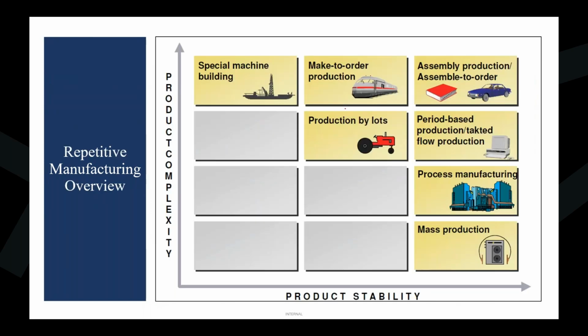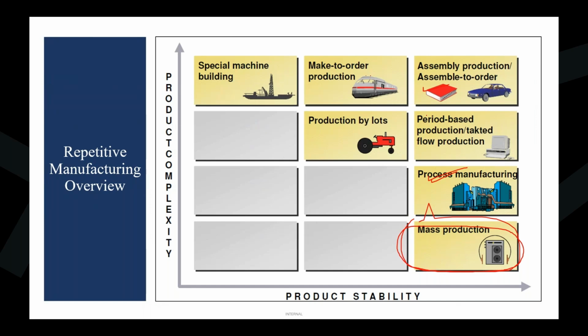Repetitive manufacturing is basically like mass production, where you continuously manufacture the same product over a period of time. That's the reason they named it repetitive. Whereas in process manufacturing and other discrete manufacturing, you have different products.